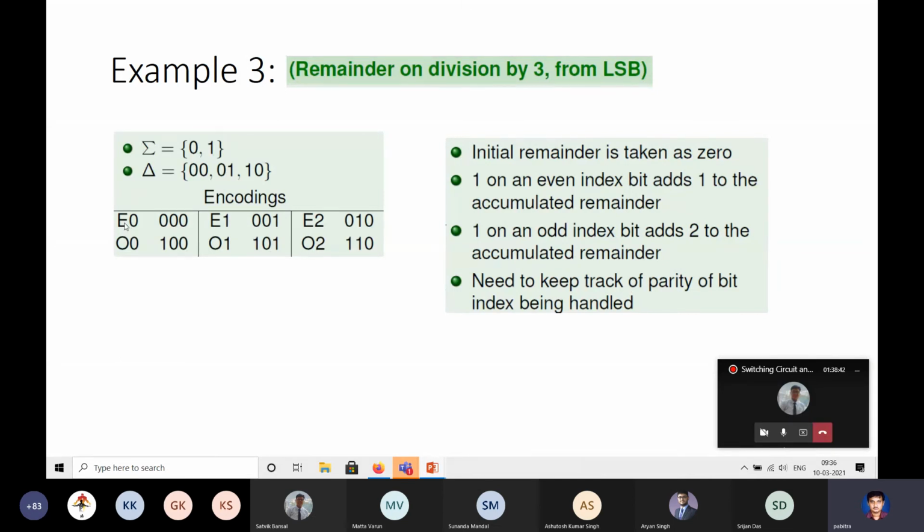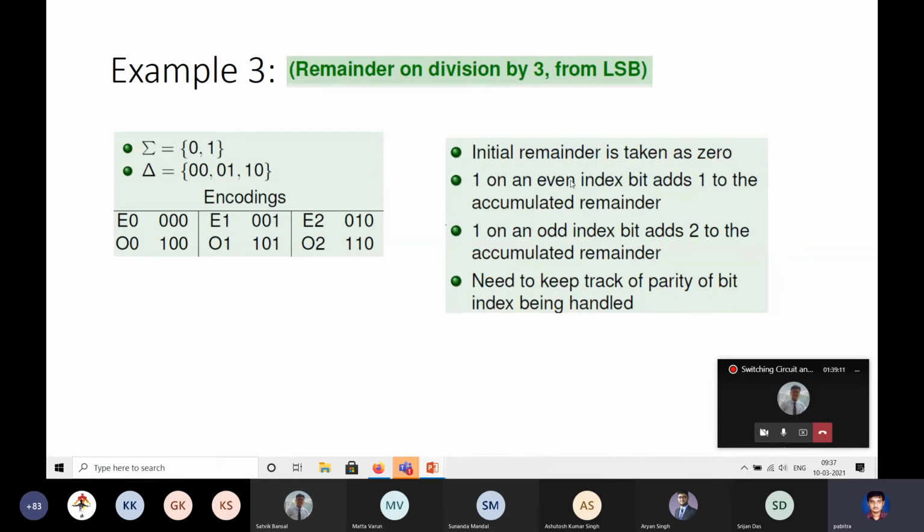First state is that the next index is even and the current remainder is 0. The next index is even and the current remainder is 1. Next index is even, current remainder is 2. Next index is odd and the current remainder is 0. The current remainder, I'm calling it the accumulated remainder so far. Next index is odd, current remainder is 1, and so on. And these are the encodings for that.